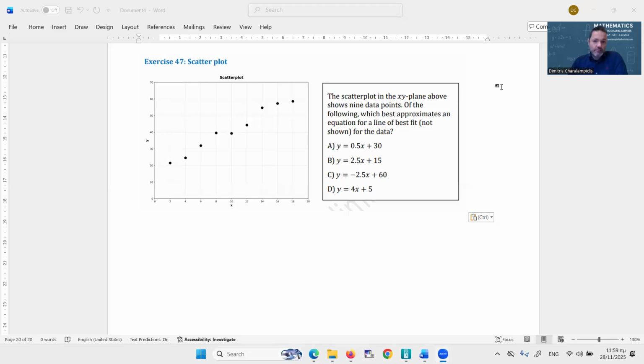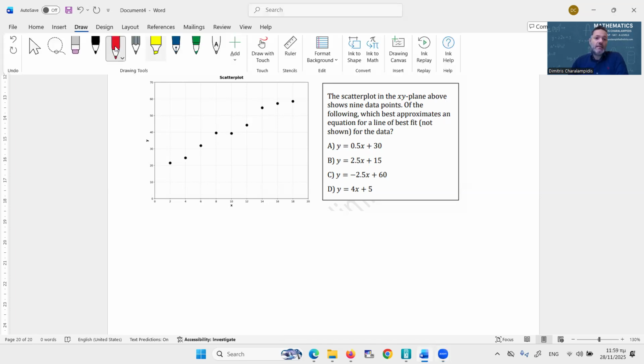Exercise 47. The scatter plot in the XY plane above shows 9 data points: 1, 2, 3, 4, 5, 6, 7, 8, 9. Of the following, which best approximates an equation for a line of best fit?